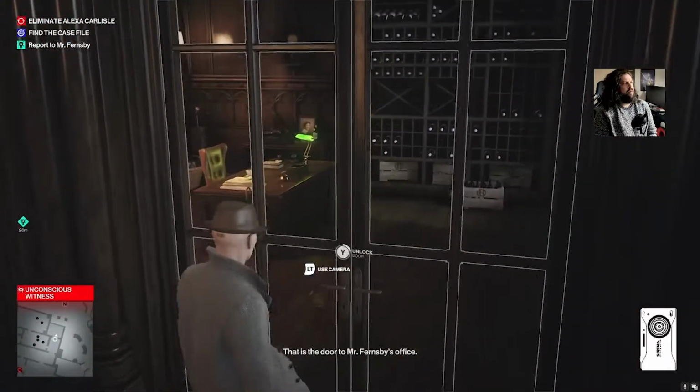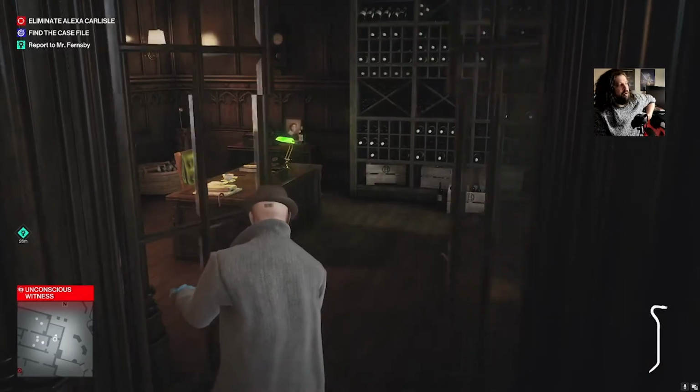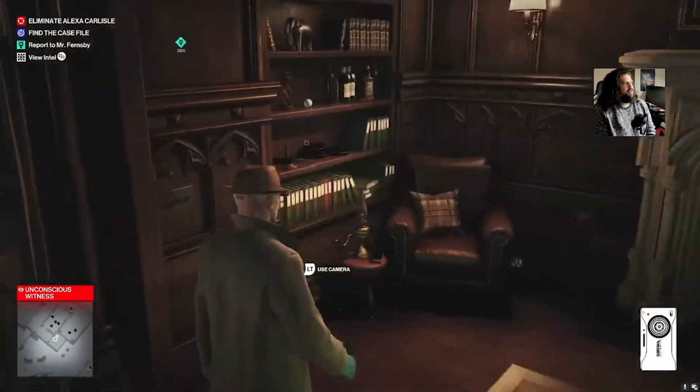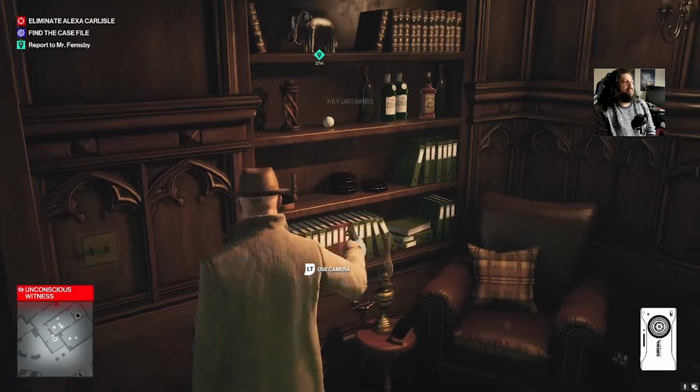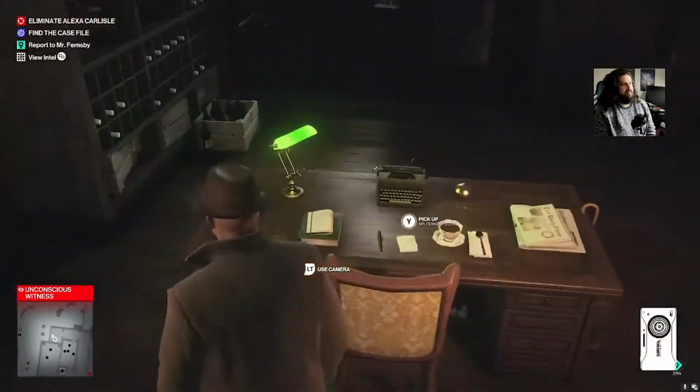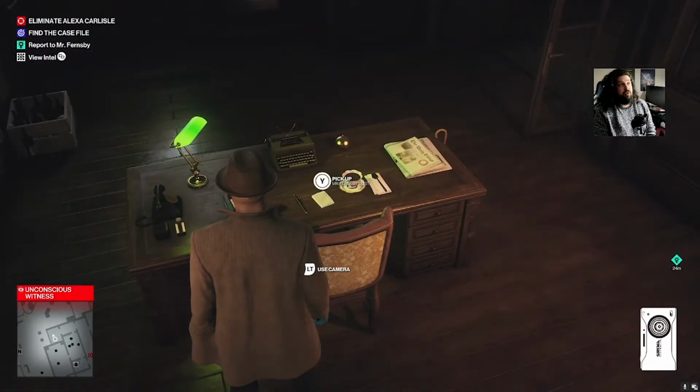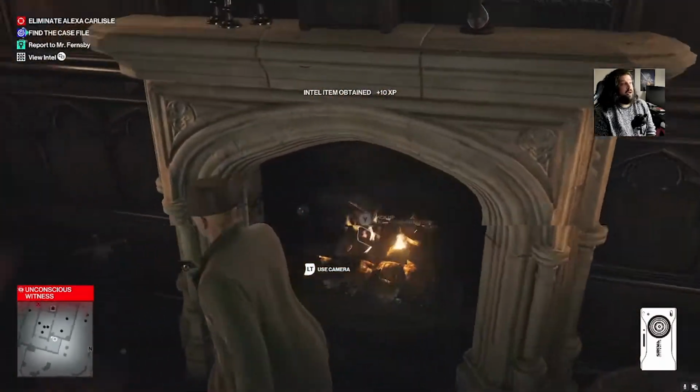That is the door to Mr. Fernsby's office. And the problem is that it was locked, but now we have a crowbar. There's a mansion master key. We could have used that. But that means he can get anywhere. So even if the door was locked from the outside, he could have locked it from the outside.